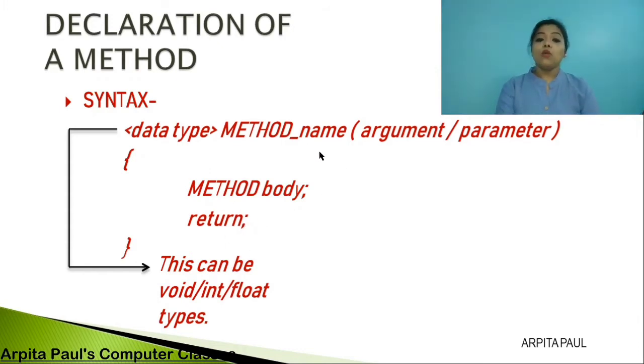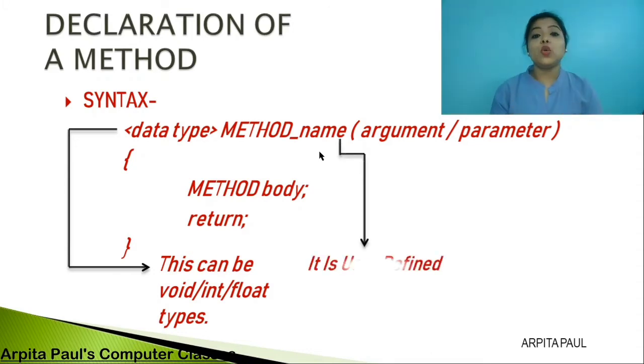Now moving on to the method name. Method name can be anything, it is totally user defined. The user will give any name on their own. But do remember one thing, you cannot use any keyword while you are declaring the method.